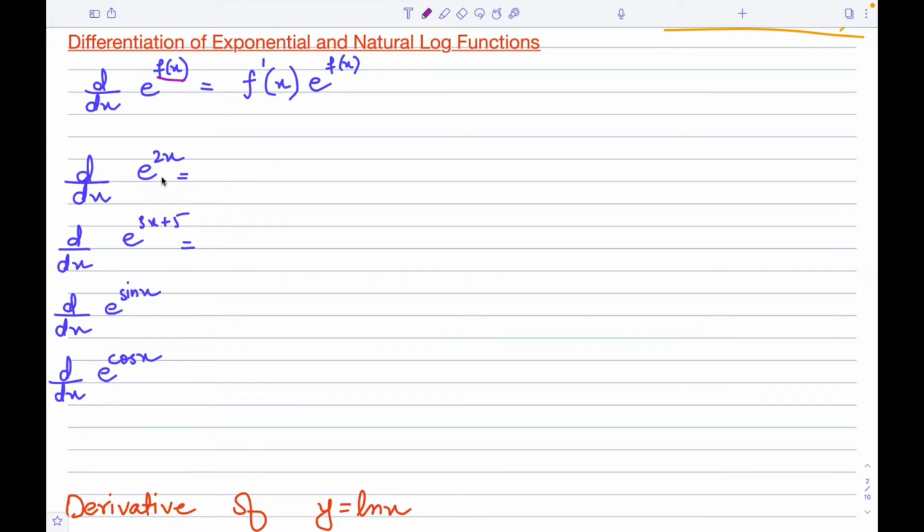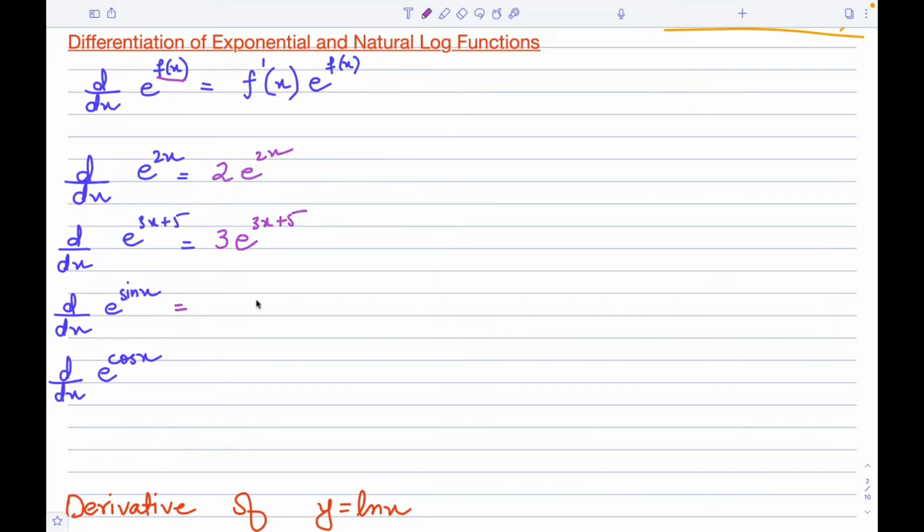We have e to the power 2x over here. The derivative of 2x is 2, and the whole function e power 2x remains as it is. For e power 3x plus 5, the derivative of 3x plus 5 is 3. So we write just 3 over here, and we write the function e power 3x plus 5 as it is.